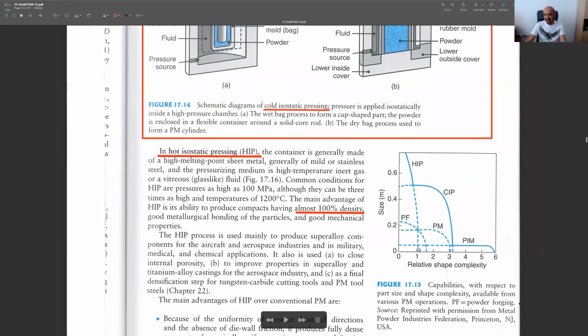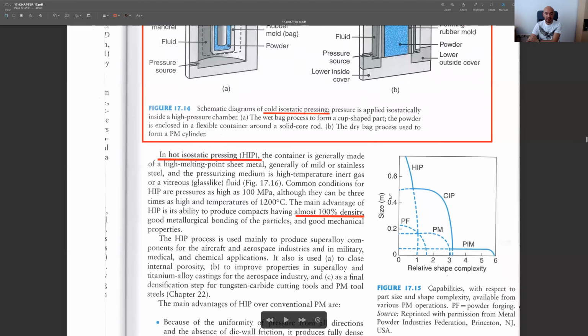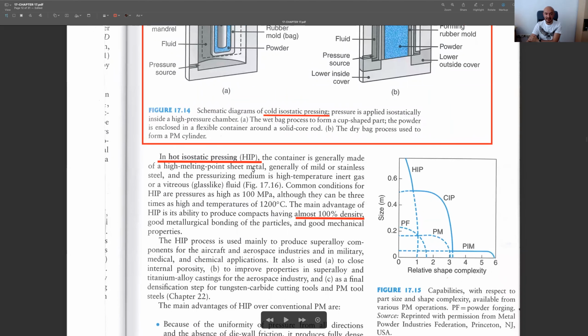But the thing is that if you are doing hot or cold isostatic processing, the complexity of your shape cannot be too much. With some other processes, you may go with higher complexity, but it is the lowest for hot isostatic pressing. So if you are going to do hot isostatic pressing, then you should have much simpler products.